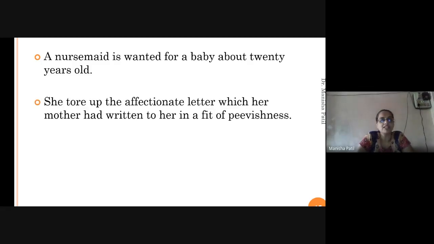She tore up the affectionate letter which her mother had written to her in a fit of peevishness. Again, it is faulty sentence structure. She tore up the letter when she was in a fit of peevishness. But here the meaning is the other way around. The mother had written the affectionate letter in a fit of peevishness. Peevishness, bad mood.